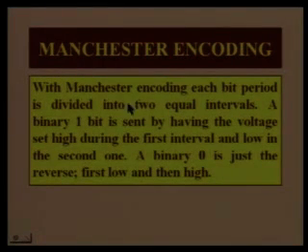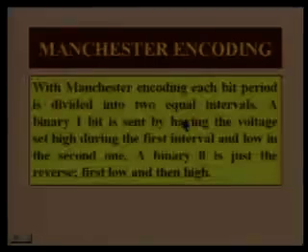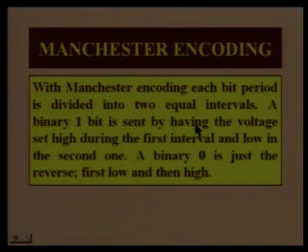With Manchester encoding, each bit period, the time to complete one bit, is divided into two equal intervals. A binary 1 is sent by having the voltage set high during the first interval and low in the second one. So in the first half it will be high if 1 is going on, and in the second half it will be low. A binary 0 is just the reverse, first low and then high.